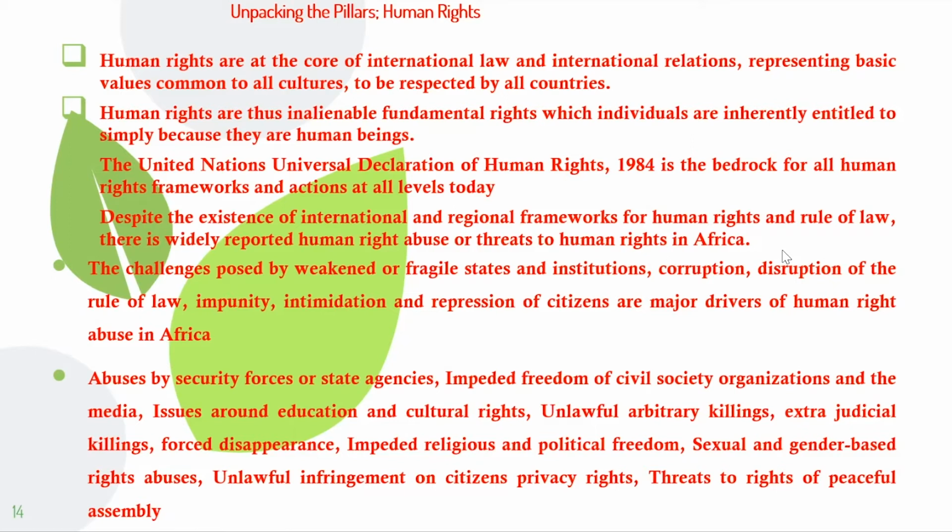Abuses by security forces or state agencies impede the freedom of civil society organizations and the media. Issues around education and cultural rights, unlawful arbitrary killings, extrajudicial killings, forced disappearances, impeded religious and political freedoms, sexual and gender-based rights abuses, unlawful infringement on citizens' privacy rights, and threats to rights of peaceful assembly.